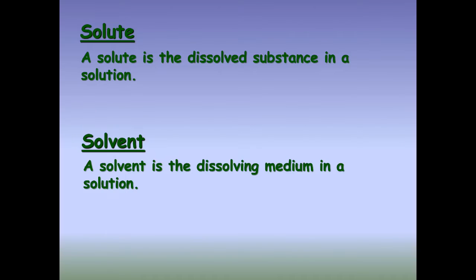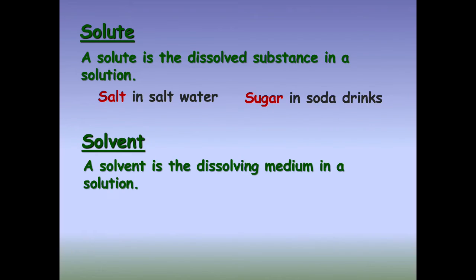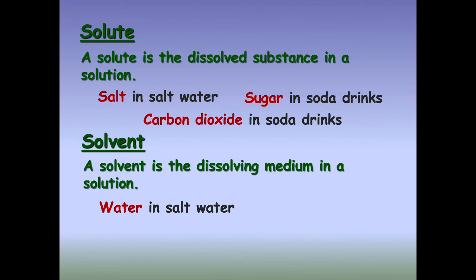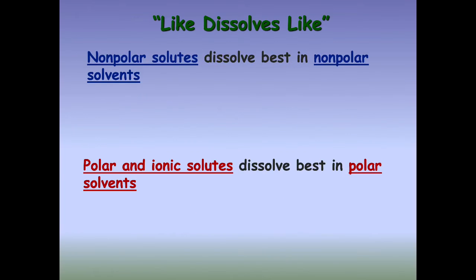Now, these examples don't all have to be with liquids. Gases can dissolve into solids. Gases can dissolve into liquids. Gases can dissolve into gases. Solids can dissolve into gases. It just depends on how you're looking at it. But our examples are salt in salt water, sugar in soda drinks, and carbon dioxide in soda drinks.